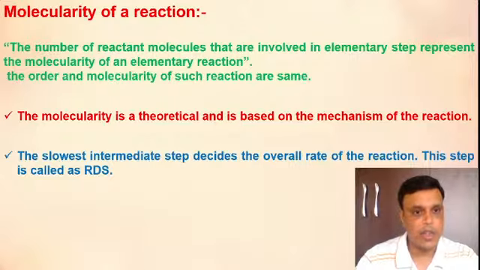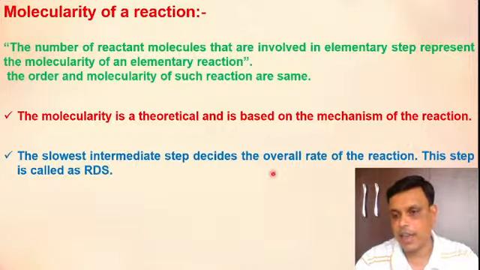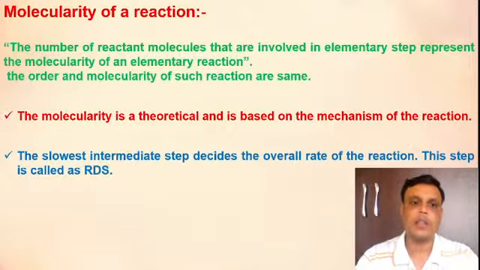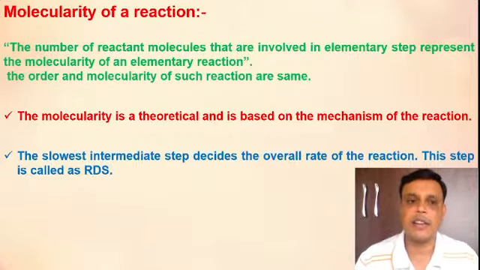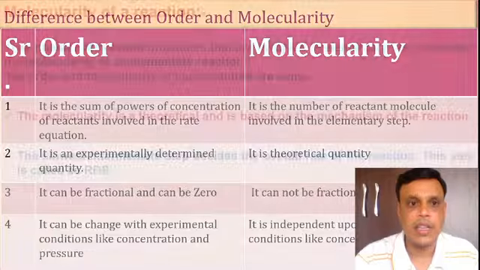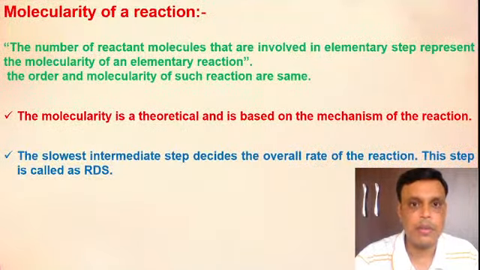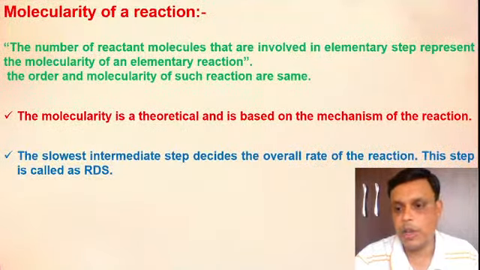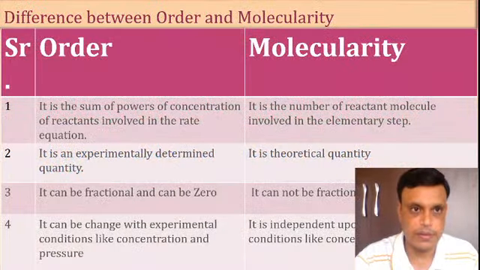Then third point, the slowest intermediate step decides the overall rate of reaction. This step is called the RDS, which I have already told you. The slowest step is called the rate determining step, that is RDS. Then we will see the difference between molecularity and order of reaction.